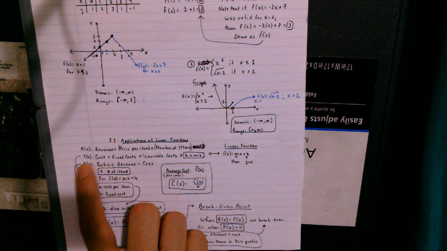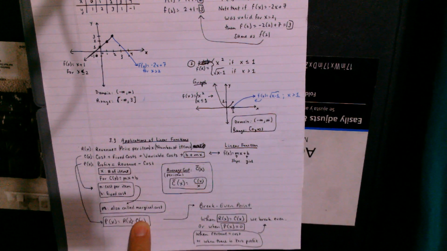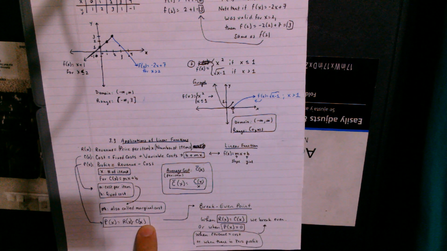C of x is the cost, P of x is profit, R of x is revenue. So P of x is R of x minus C of x. How much profit you make is how much you make minus how much you spend. This kind of makes sense.